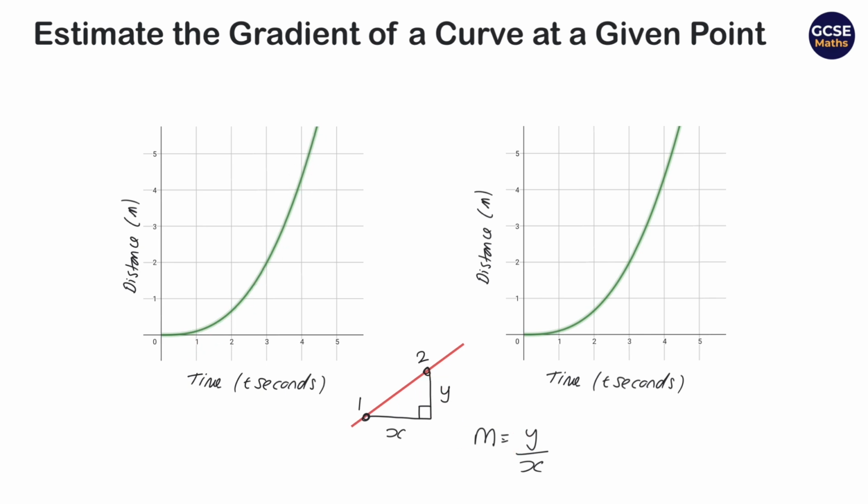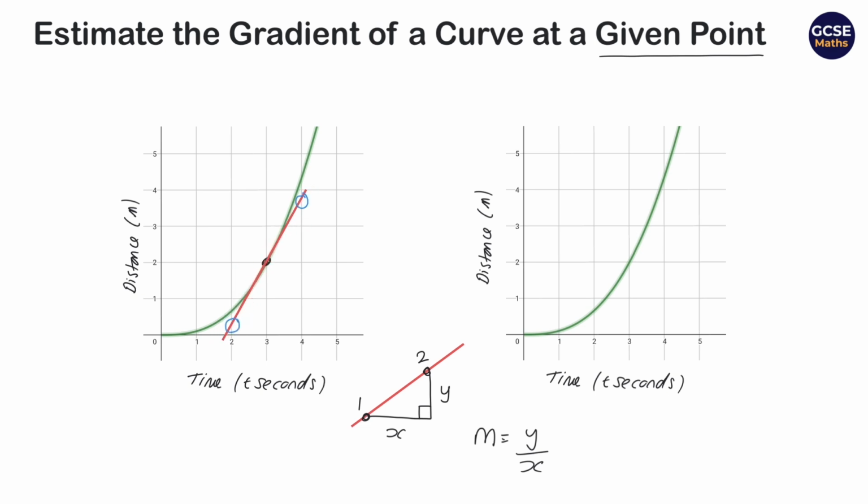Well, you're talking about the change at a given point. We get told at what point we want to work out the gradient. So in this case, let's work out the gradient at 3 seconds. So what we do is we put a point there, and then we draw a tangent to that curve at that point. So here we have a straight line at a tangent to the curve at this point here. And now what we do is we work out the gradient of this straight line.